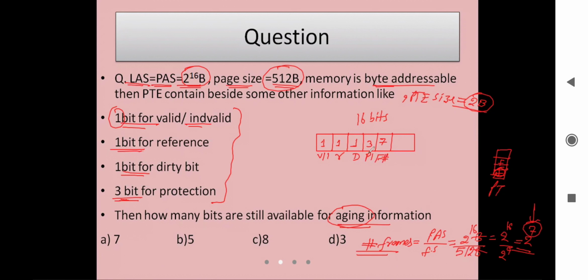Total bits are 16. Out of that we have consumed 7 plus 3 is 10, 11, 12, 13. So 13 bits consumed, and 16 minus 13 is equal to 3. So 3 bits are still available for storing the aging information, and the right answer is option D.